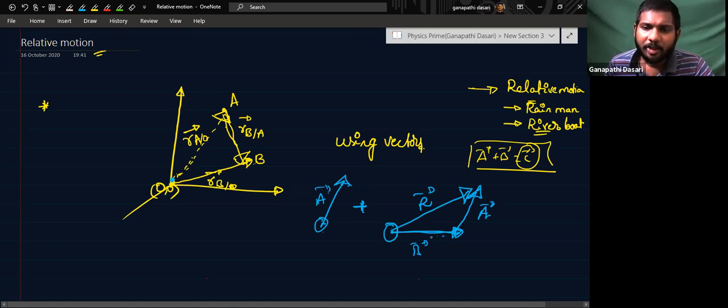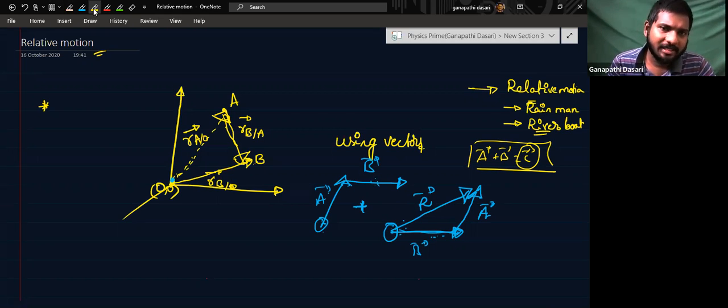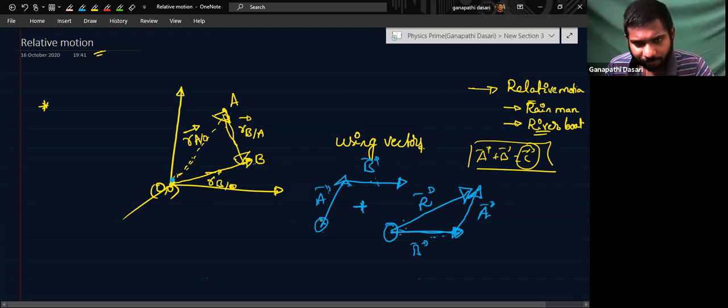Suppose A vector is like this. You shift B vector parallel to itself without changing its magnitude and direction. Then this will be the B vector or not? I shifted from here to here. Parallelly shifted. Now there are two free ends. Are you getting this point or not? There is a tail, there is a head. You have to draw from tail to head.